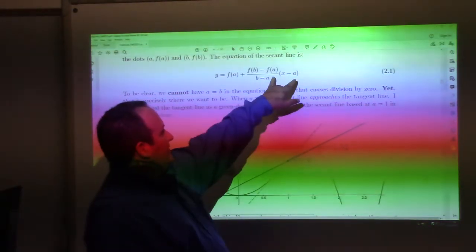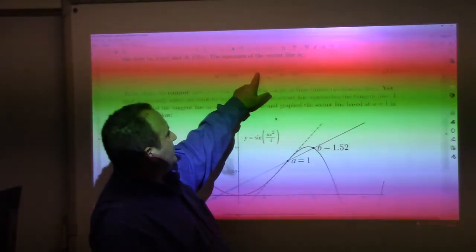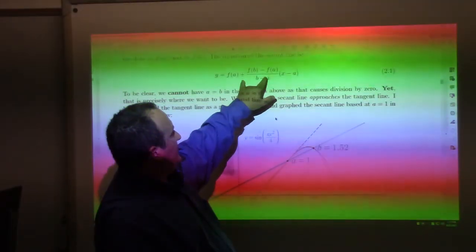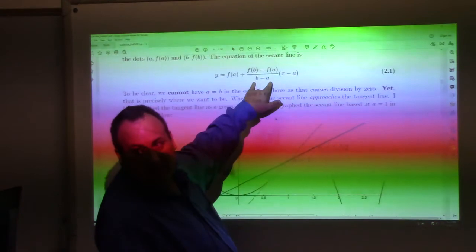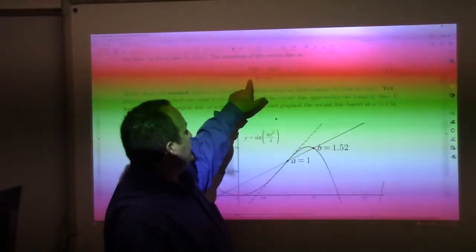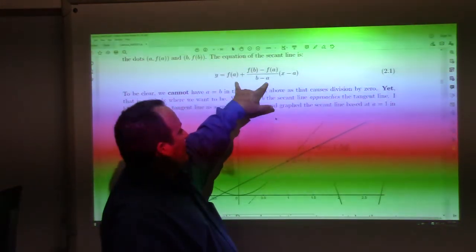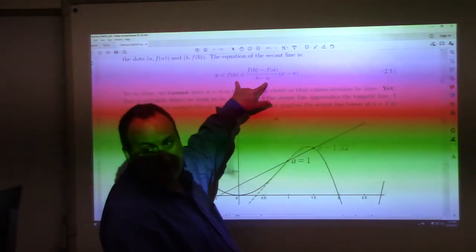This is basically using the two-point formula for a line. We get the slope, the difference of the y values divided by the difference of the x values. That gives you the slope, and then this puts it through the point (a, f(a)), right? So this is the equation of the secant line.